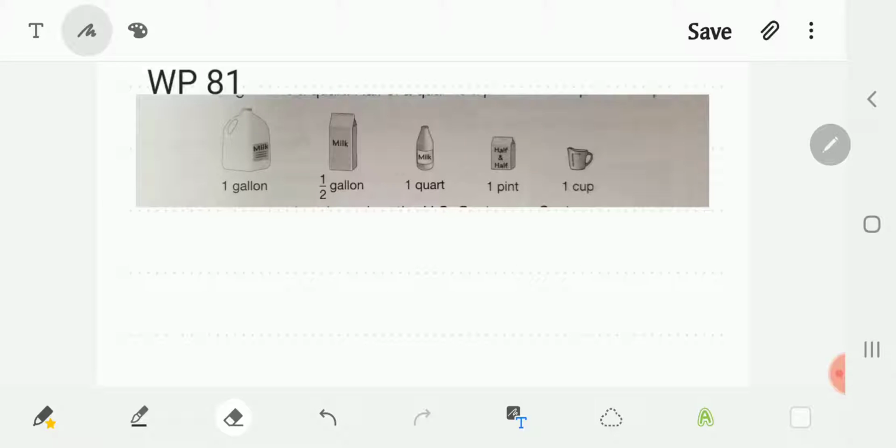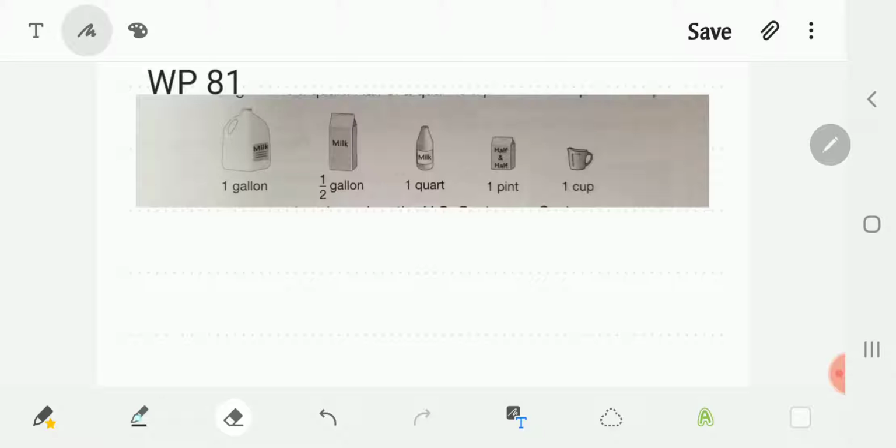So we're on lesson 81, U.S. Customary System, on page 504. If you would like, or you should, pause this video and take a moment to look at the charts on pages 504 and 505. On the chart on page 504, we have the units of weight. 16 ounces equals 1 pound, and 2,000 pounds equals 1 ton. On page 505, we have a chart for units of length and a chart for units of liquid measure.